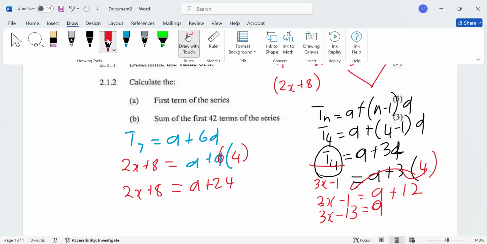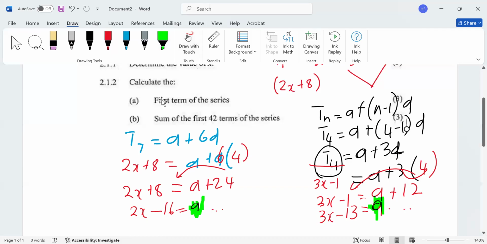And from here onwards, what can we do? Transpose. We can take this one to the other side. It was positive, it goes to this side and becomes negative. So we have 2x minus 16, which is going to be equal to a. We can safely say a is equal to 2x minus 16.